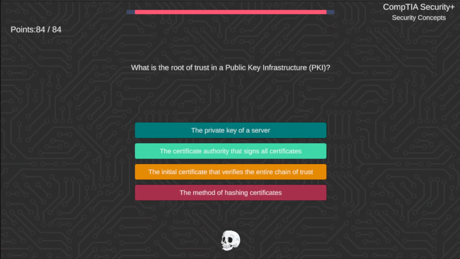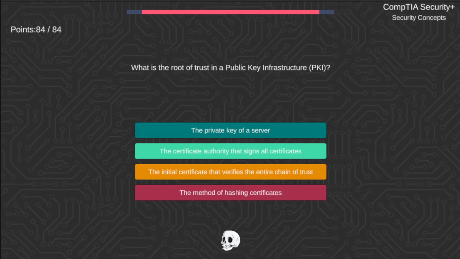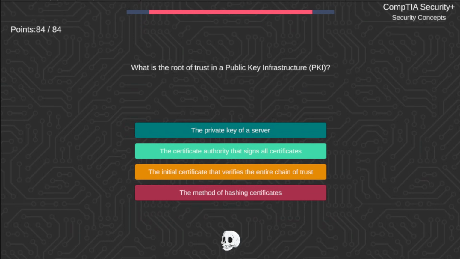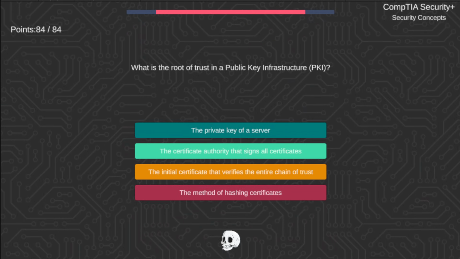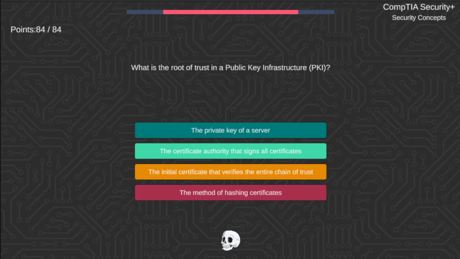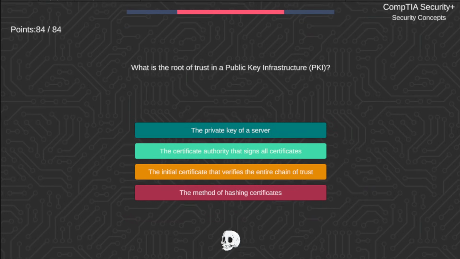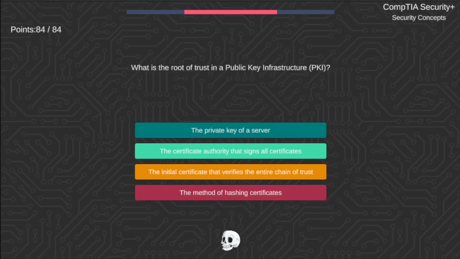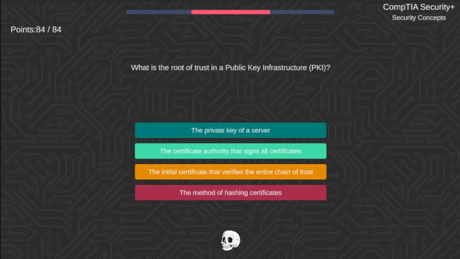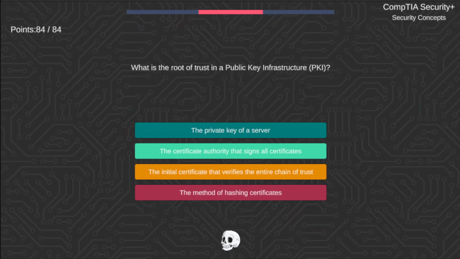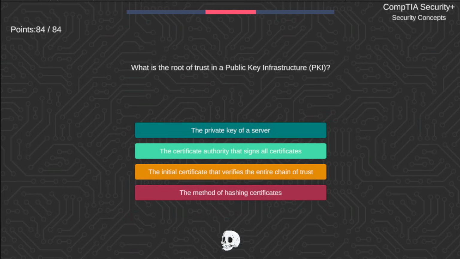What is the root of trust in a public key infrastructure? The root of trust in PKI. The private key of a server, the certificate authority that signs all certificates, the initial certificate that verifies the entire chain of trust, or the method of hashing certificates. The root of trust in public key infrastructure.